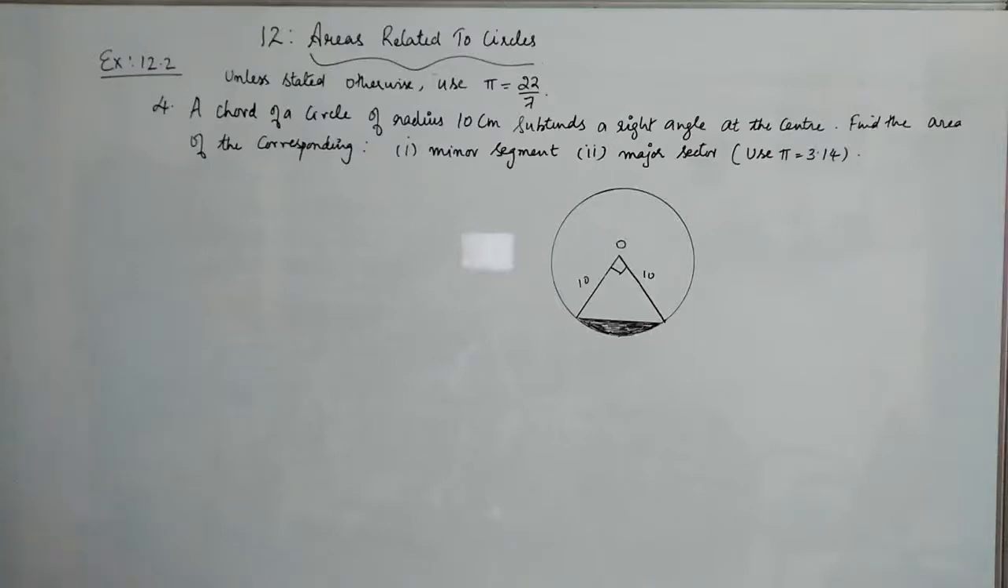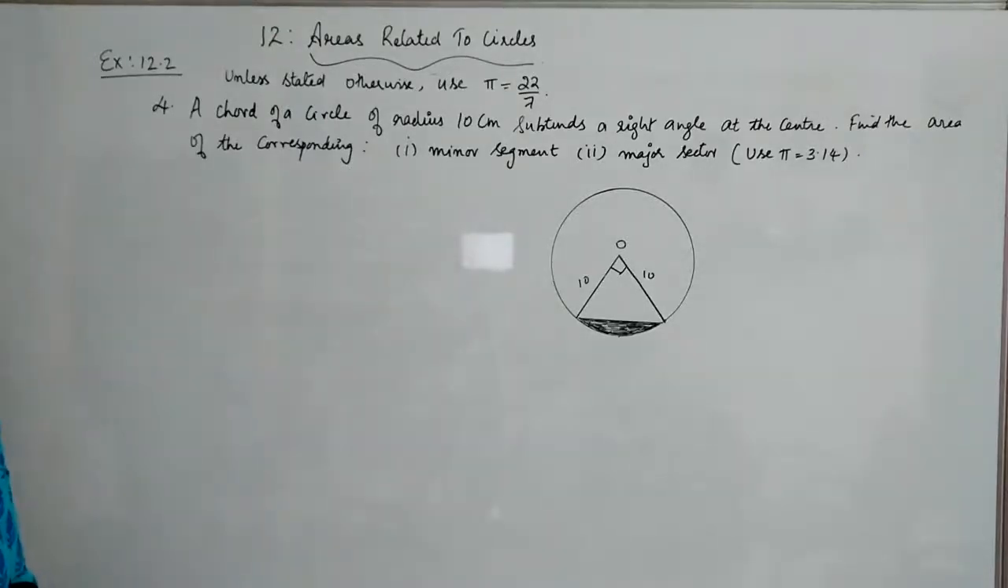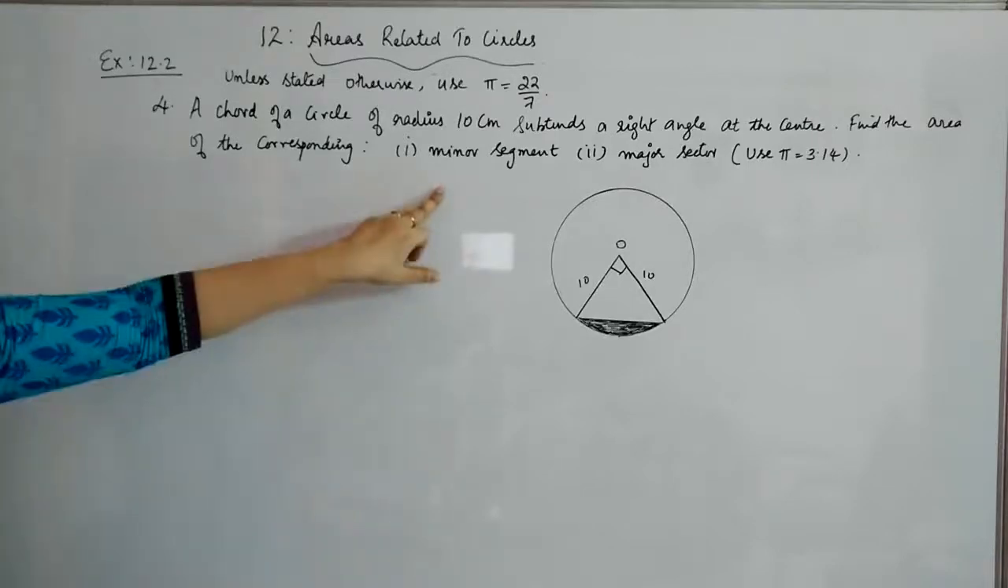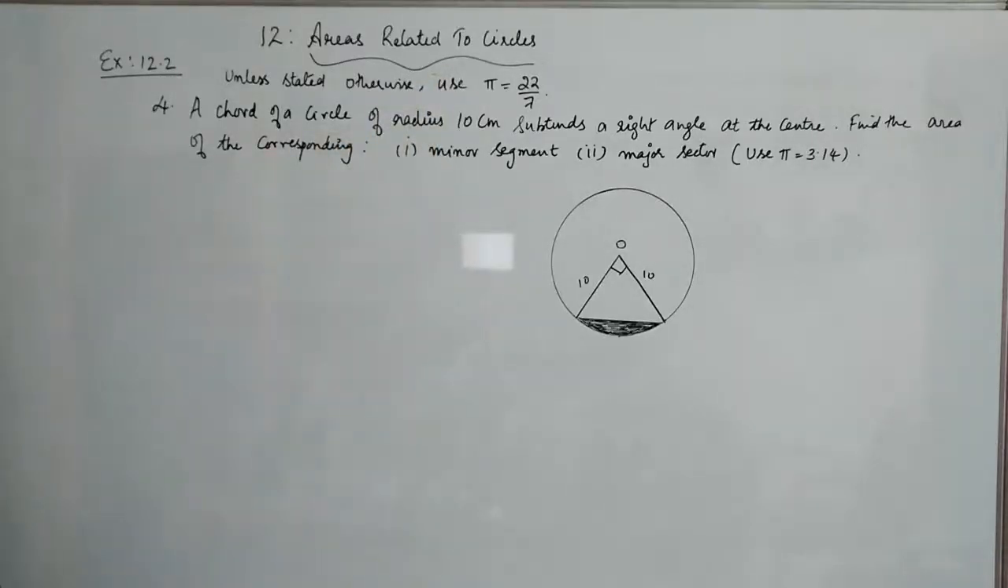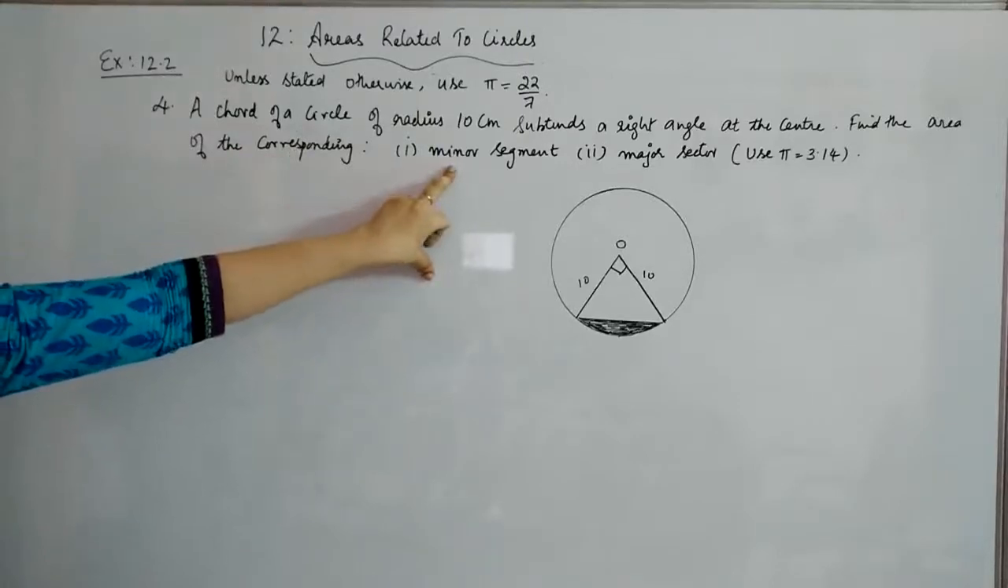Question number 4 is, a chord of a circle of radius 10 centimeters subtends a right angle at the center. Find the area of the corresponding first one minor segment, second one major sector. For the first one you can use pi as 22 by 7, and for the second part you can use the value of pi as 3.14, and you have to find out the minor segment for the first section.